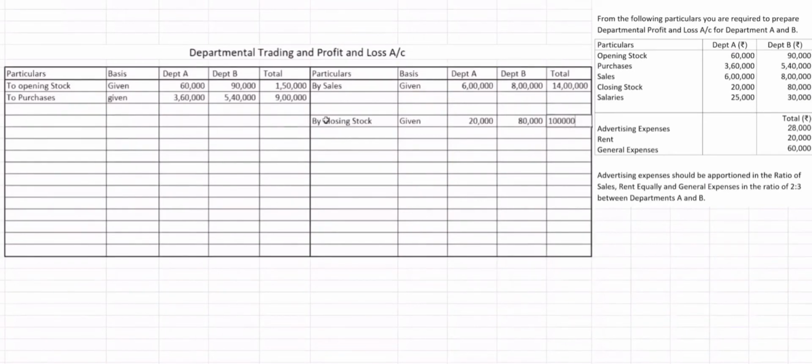After that, they have given salaries. Now salaries goes with profit and loss account. So here I'm writing to salaries. Again, the amounts are given. So here in basis column, we are going to write given. Amounts are 25,000 and 30,000. So total salaries 55,000.